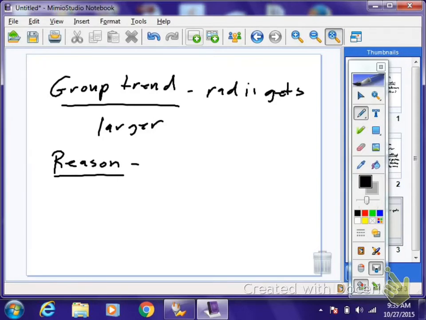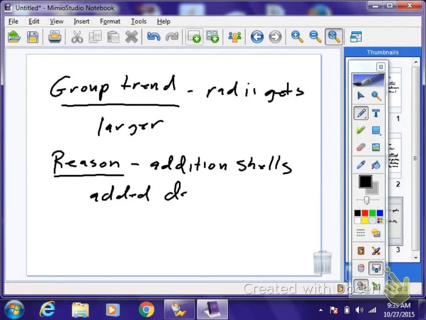We are adding shells on. Okay, the reason is additional shells added down a group. That makes sense? Why? Well, we're adding on an extra shell, extra energy level. Any questions you have with that? I probably took a little bit more time on that, but that is an important concept, important idea to know what happens to size.